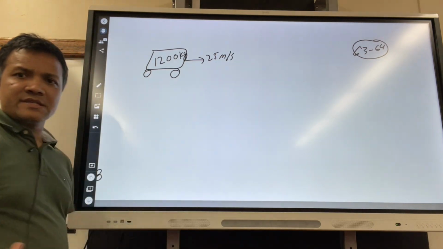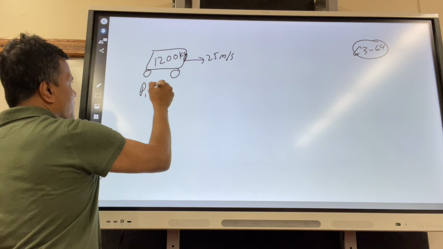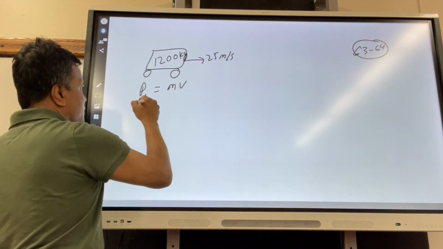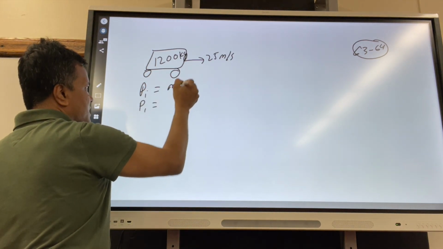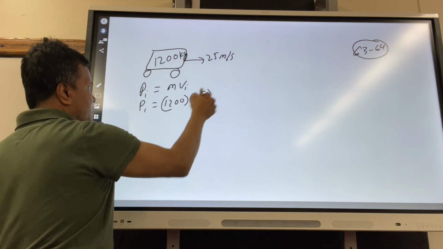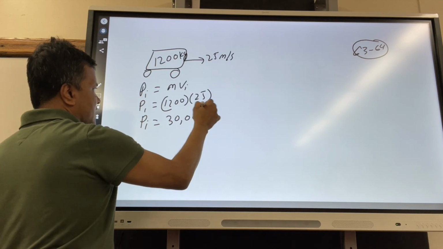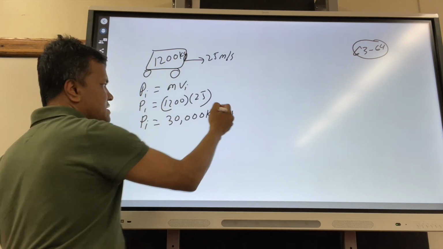which is 1200 kilogram and moves with 25 meter per second. All right, this is a happy car. It has a momentum. What is the momentum? Momentum is mv. So momentum initial is mv initial. M is 1200 kilogram, v is 25. So the momentum is 30,000 kilogram meter per second. This is a happy car.